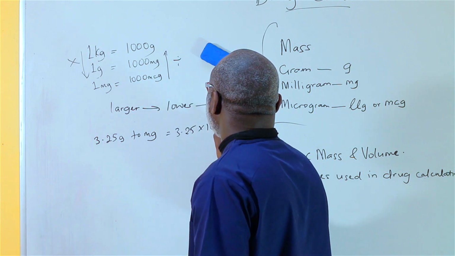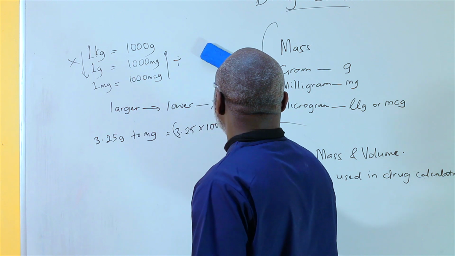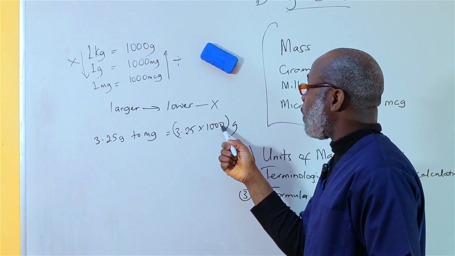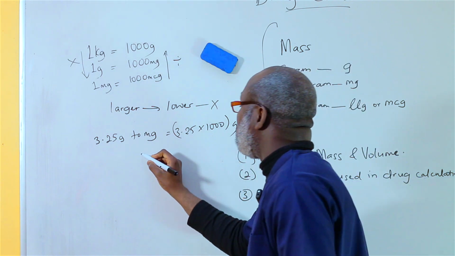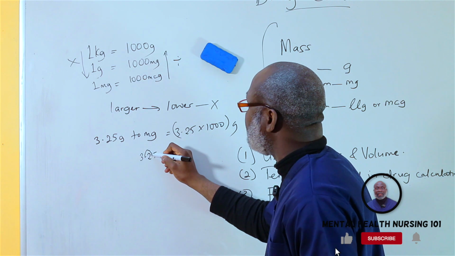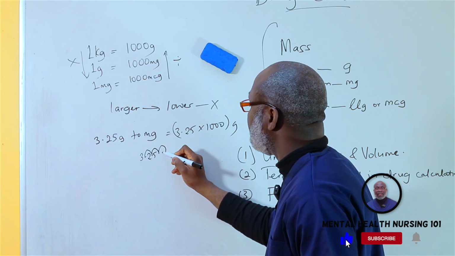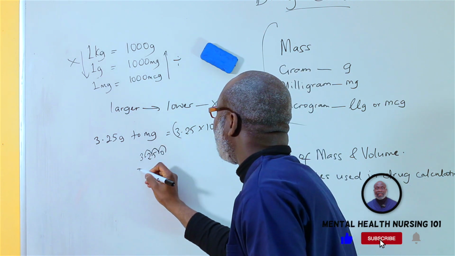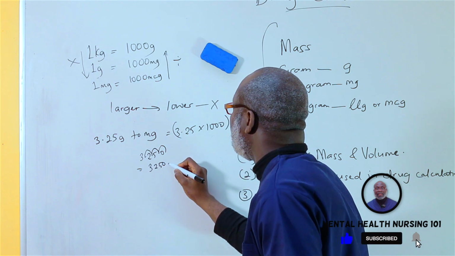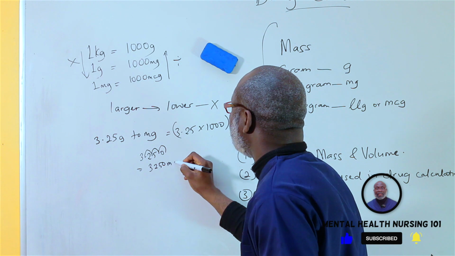So if you're multiplying this by 1,000, that will be 3.25 times 1,000. How many zeros do we have? We have 3 zeros: 1, 2, 3. All we need to do is move the decimal point 3 places. So the answer equals 3,250 milligram.